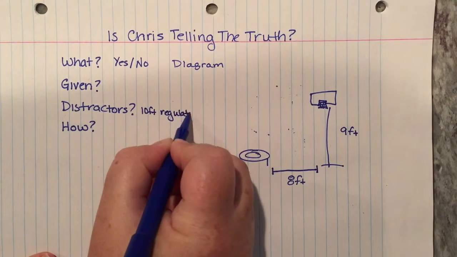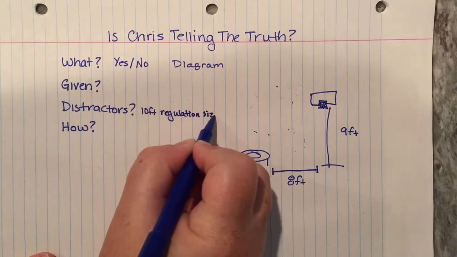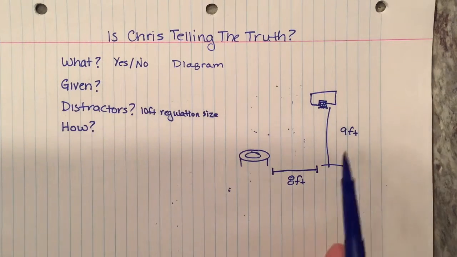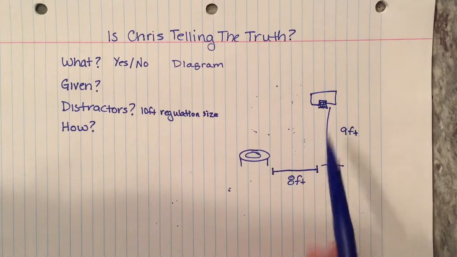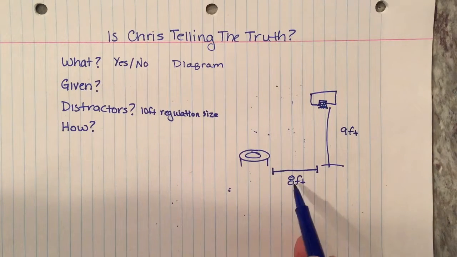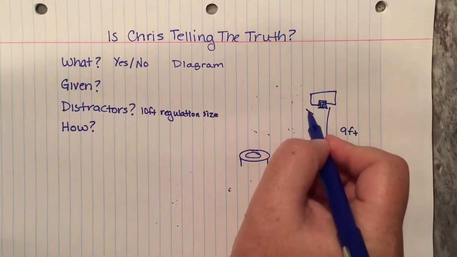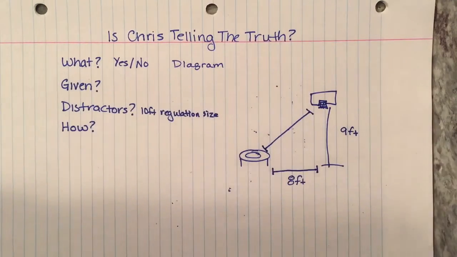And then we're going to identify the 10 feet regulation size as a distractor. So we're going to make sure that we don't use that 10 feet because that information is put there just to distract us and add another number to see if we'll know which one to use. Okay, so we're going to use the 9 feet height for his basketball goal. We've got 8 feet is the distance from the trampoline to the basketball goal. And really what we're trying to find is, can Chris jump the diagonal distance required to dunk the basketball?